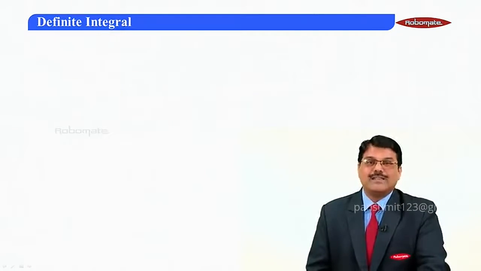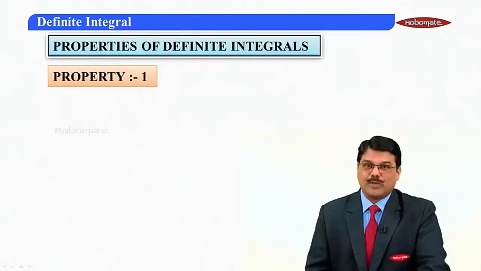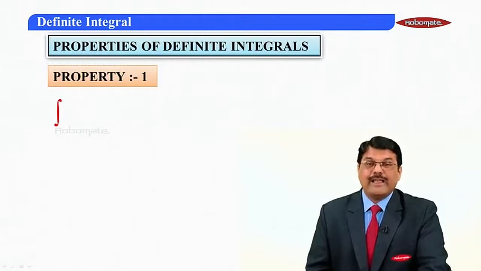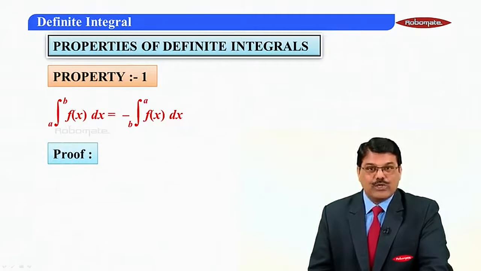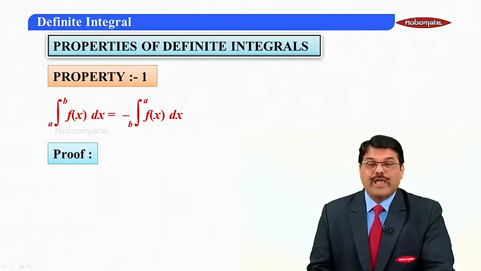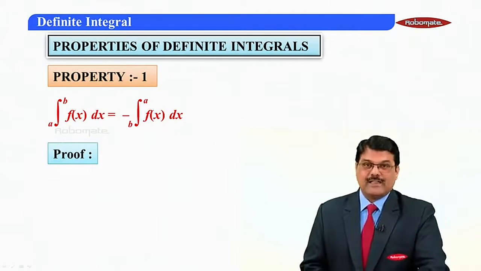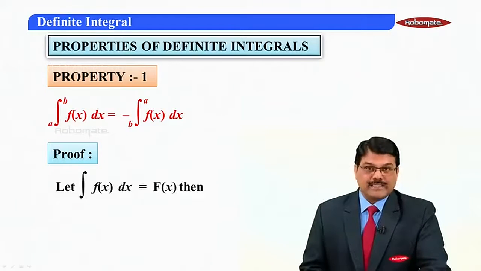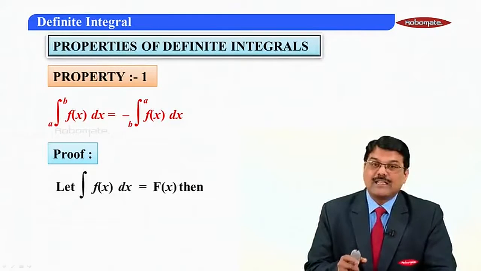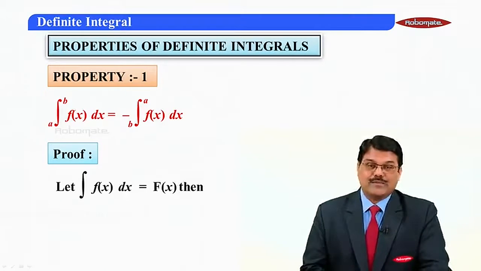Now let's see the proof for the first property, that is property number 1. Integration of f of x with respect to dx goes from a to b is equal to minus of b to a f of x with respect to dx. Now let us consider integration of f of x with respect to dx, that is indefinite integration. Let us consider that as capital F of x, right?